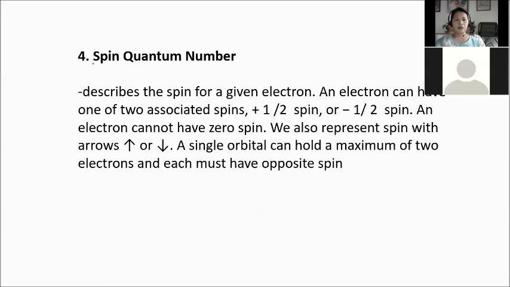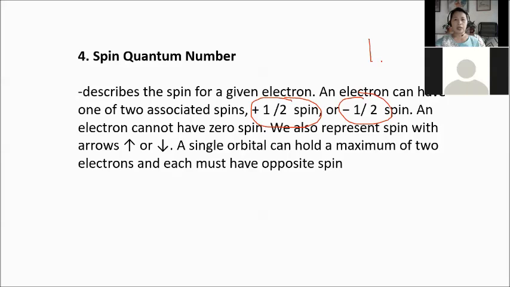And then the fourth quantum number is the spin quantum number. This describes the spin for a given electron. So an electron can have 1 of 2 spins: positive 1/2 spin or negative 1/2 spin.